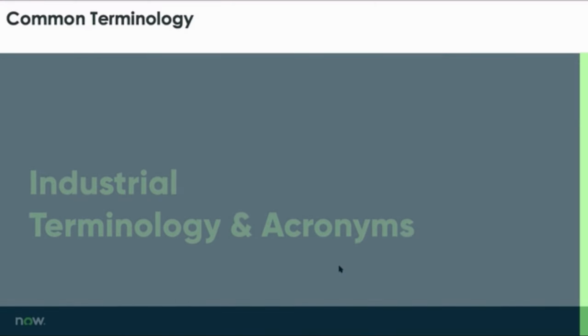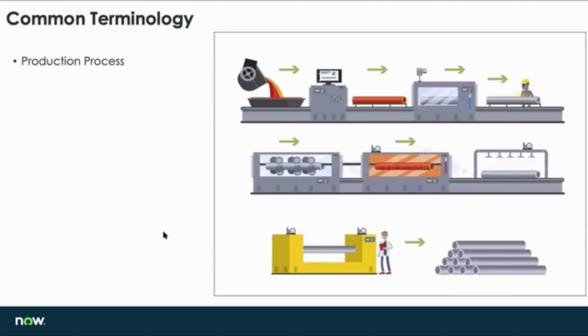What are some common terminologies that we'll be using? So the first is the production process. Production process means it's a process or a series of processes that are necessary to make a product. So it is the process of producing a product. So that is a production process.